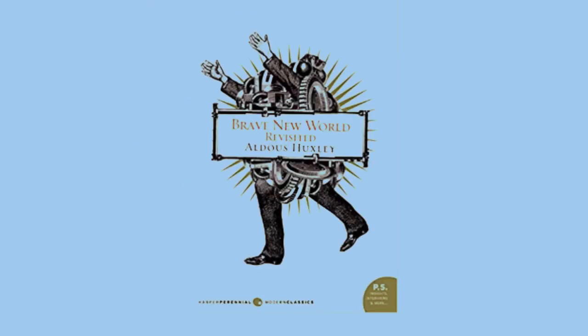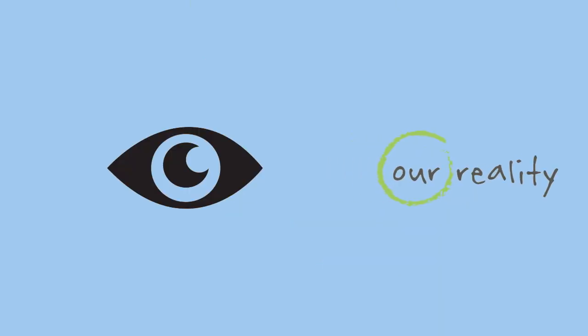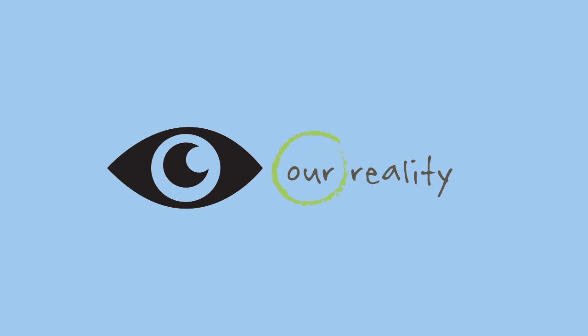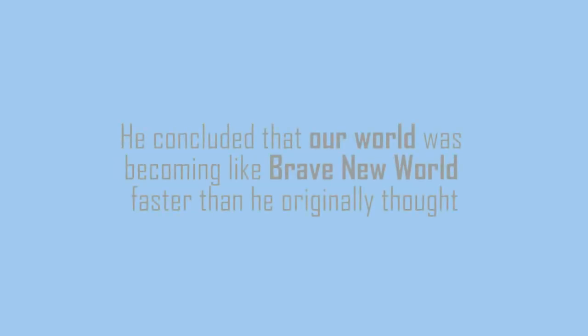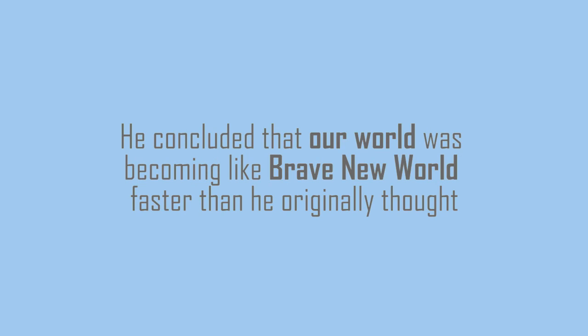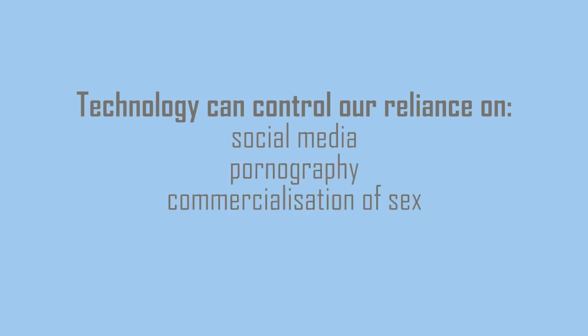Then there is Brave New World Revisited, published almost 30 years after Brave New World, a non-fiction work in which Huxley expressed his thoughts on whether our reality is moving away from or towards the visions that he had in the 1930s. He concluded that our world was becoming like Brave New World faster than he originally thought, and he described this as a nightmare. For example, he predicted the ways in which technology can control our reliance on social media, pornography, the commercialization of sex, and genetic modification, which are all also part of his future nightmares.